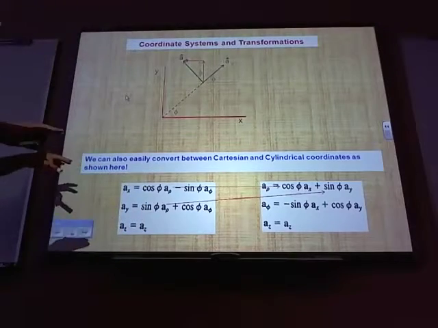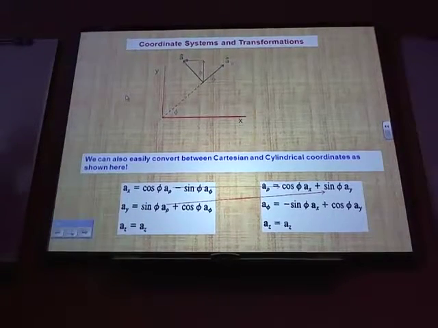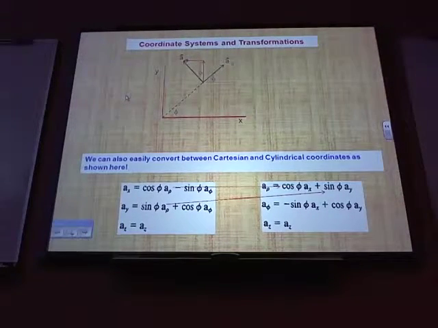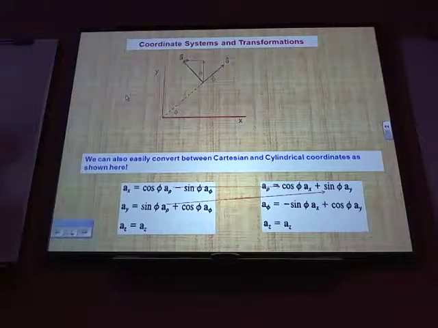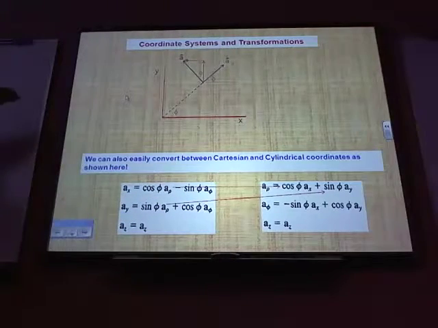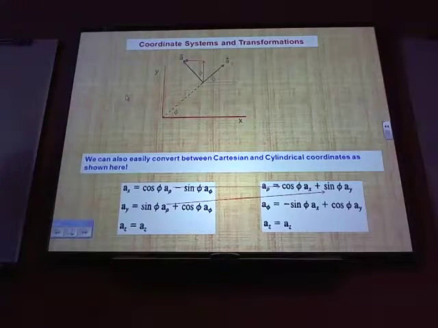So what are these? These are transformations of unit vectors. Let me tell you now that when you're working with a vector, you have to transform both the unit vector and the magnitude of the vector at that point. So we'll look at that in just a minute. But this is how you transform the unit vector. These are the unit vectors. These are these little orthogonal vectors that you're going to use to describe your system.